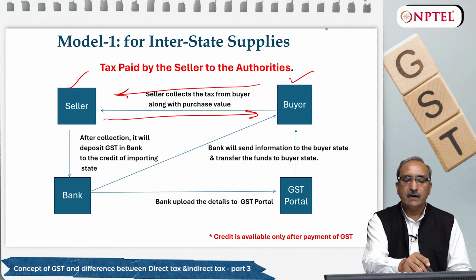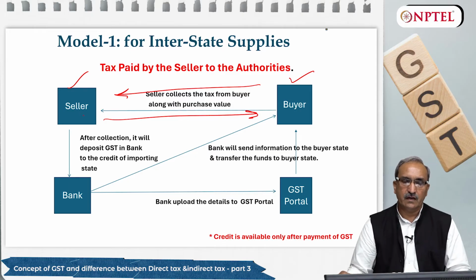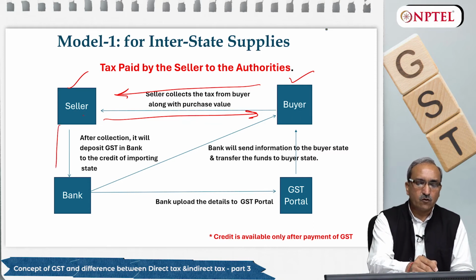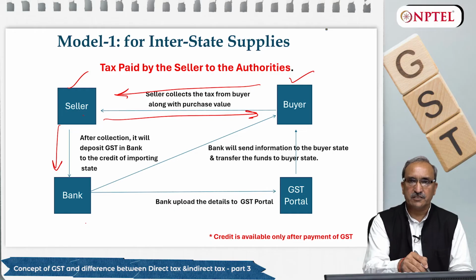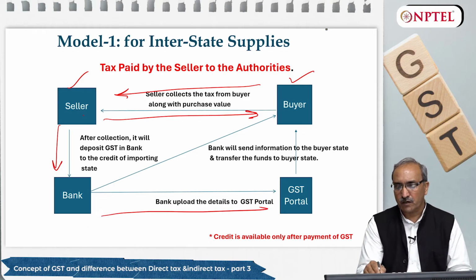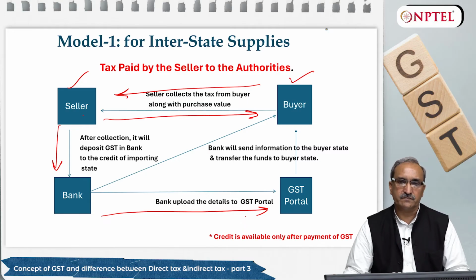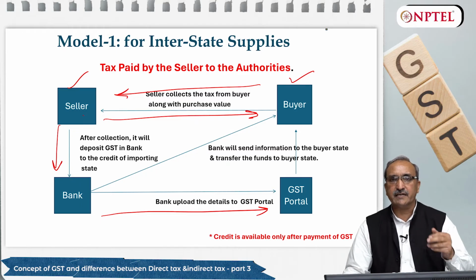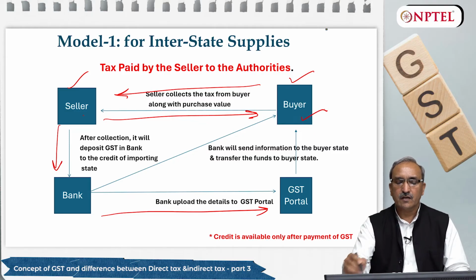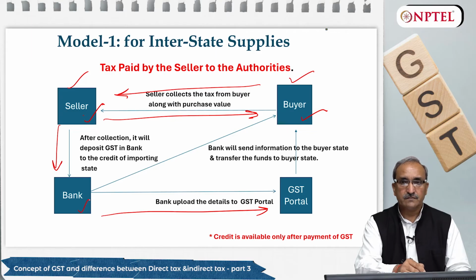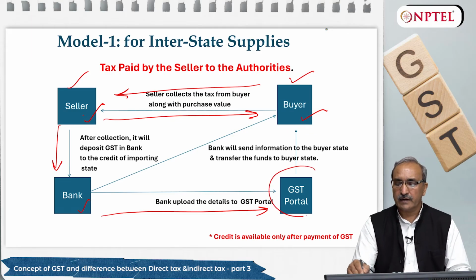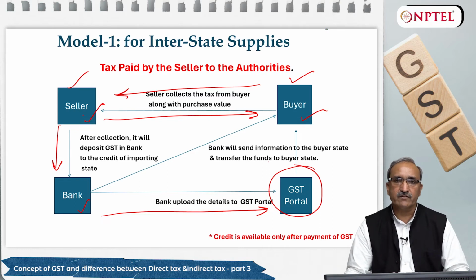So the buyer will pay the value of goods purchased along with taxes to the seller, and the seller will pay the taxes collected by him through the bank at the GST portal to the respective states where the material is consumed. Because the GST portal is a central place for all business transactions, your buyers, sellers, bankers and other government agencies are interconnected with the GST portal for all information sharing.